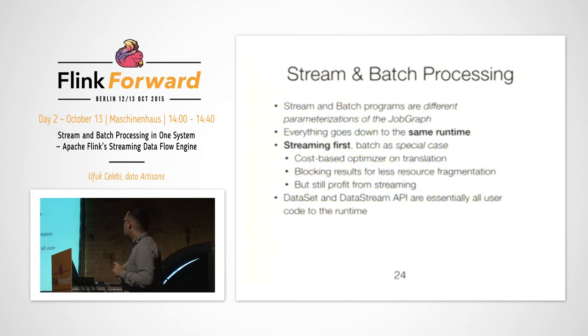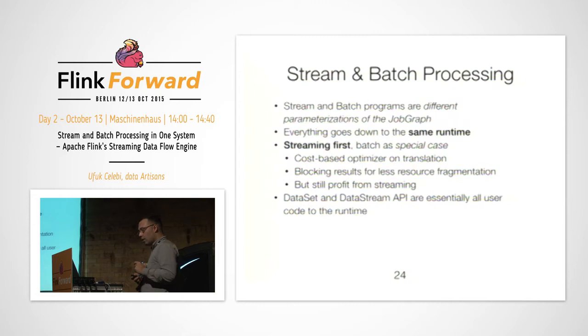And it's also a good thing that streaming always comes first, because we can then always also exploit it in batch programs. But we have still enough flexibility to have special code paths for batch where it's applicable. For example, the cost-based optimization on the translation to the job graph, or the blocking results for less resource fragmentation. So essentially, the data stream and data set API are just different parameters to the job graph.